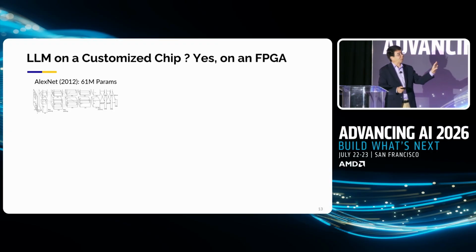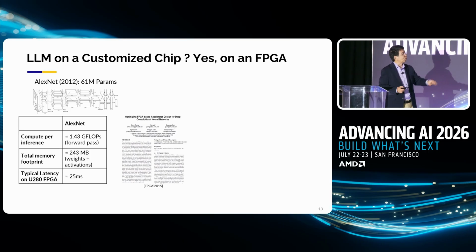By the way, we are pioneers in this space on deep learning on FPGAs. So this paper we published in 2015 is now an FPGA Hall of Fame paper. But that was for AlexNet, that kind of CNN network. You can see it's about 1.4 gigaflop operations.